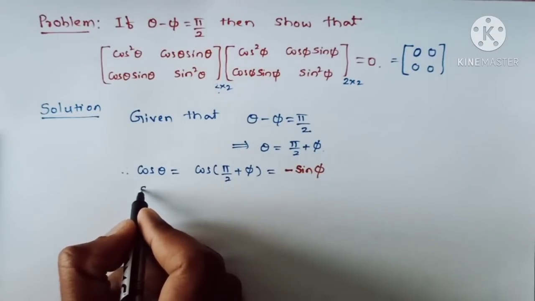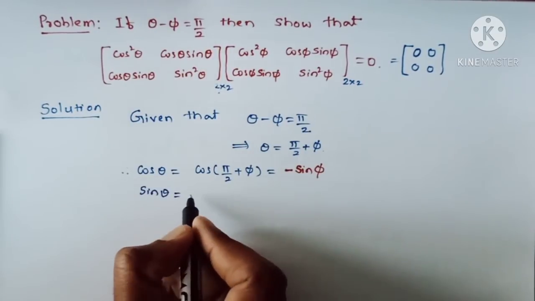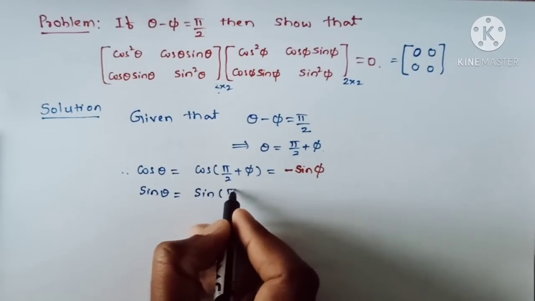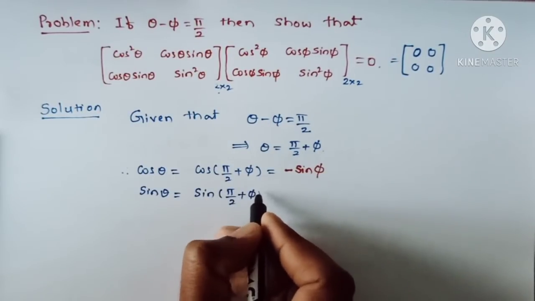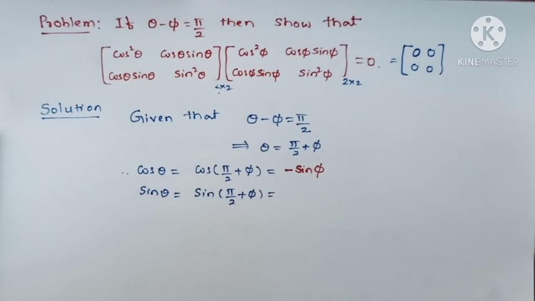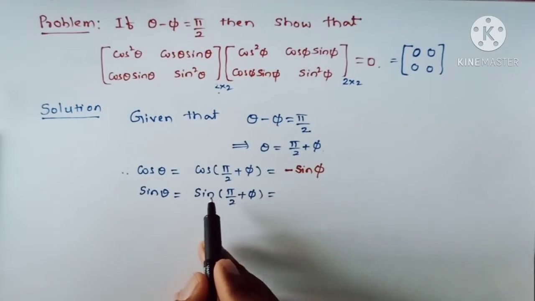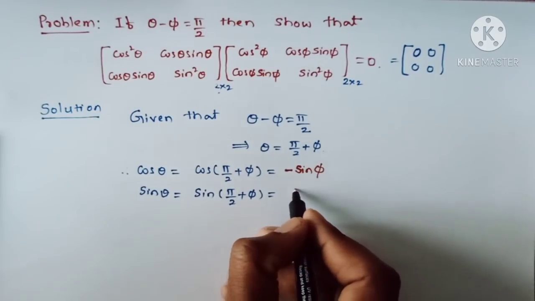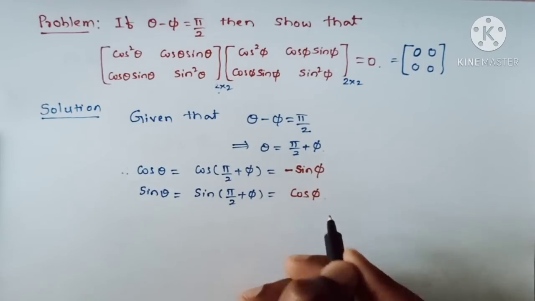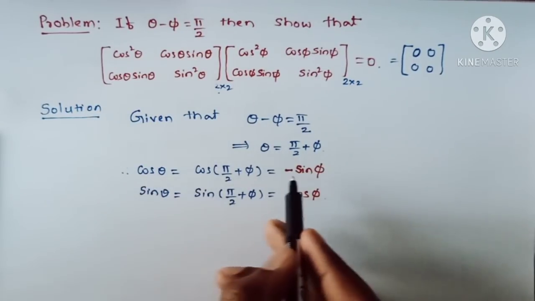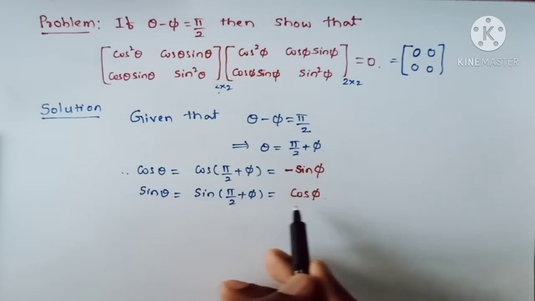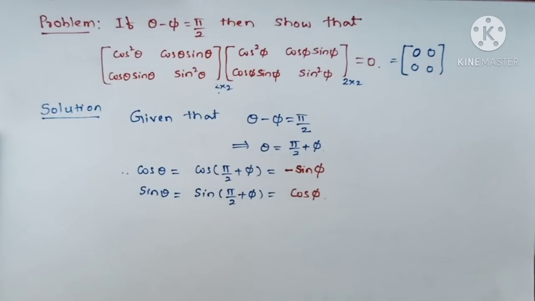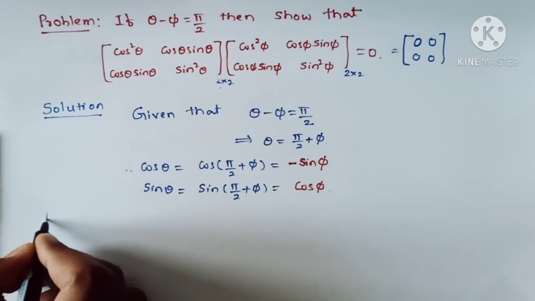And similarly sin theta equals sin of pi by 2 plus phi, which is 90 plus phi, that lies in the second quadrant. In the second quadrant sin is positive and the ratio changes to cos, so it is cos phi. So cos theta can be written as minus sin phi, and sin theta can be written as cos phi.